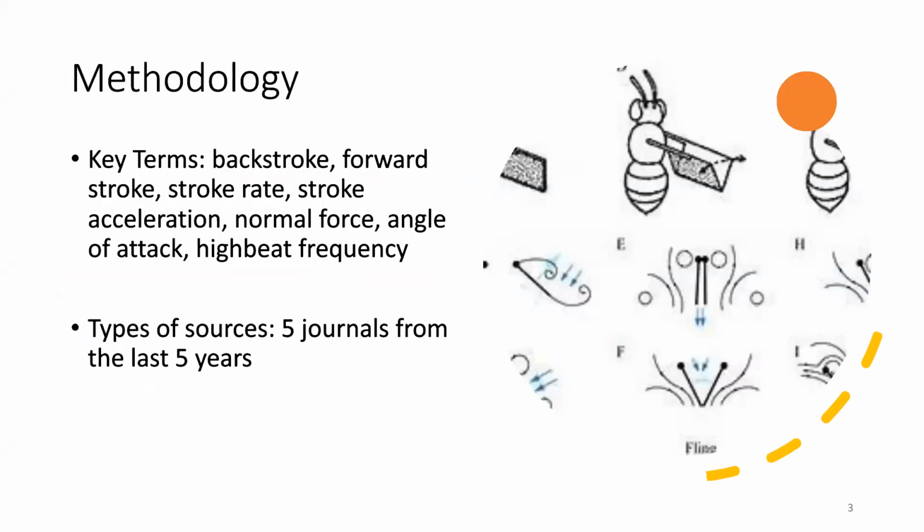Now, the methodology used for this is we're going to be using some key terms here. We're going to be using backstroke, forward stroke, stroke rate, stroke acceleration, normal force, angle of attack, and wing beat frequency. The type of sources that were used for this whole presentation was 5 journals from the last 5 years on the aerodynamics of insects from various sources.